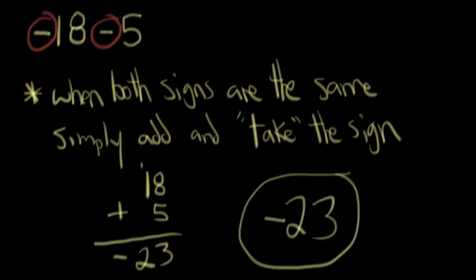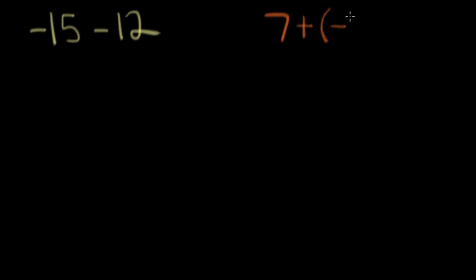Okay, so you've seen 2 prime examples right now. Let's get into 2 more examples. Let's do negative 15 minus 12. And the other example will be 7 plus negative 9. And remember, we can also rewrite this one. I love showing 7 minus 9. Like that. So a couple of different ways that you could write that.